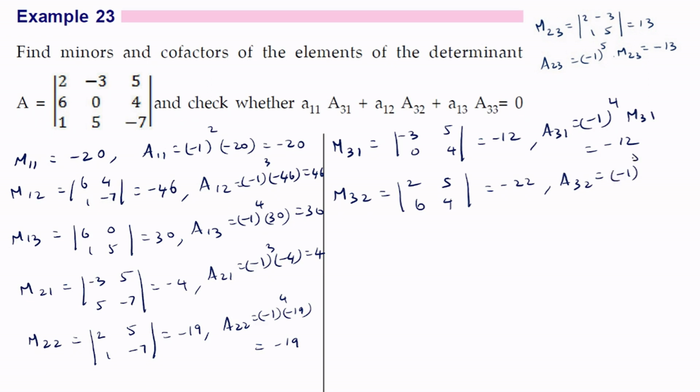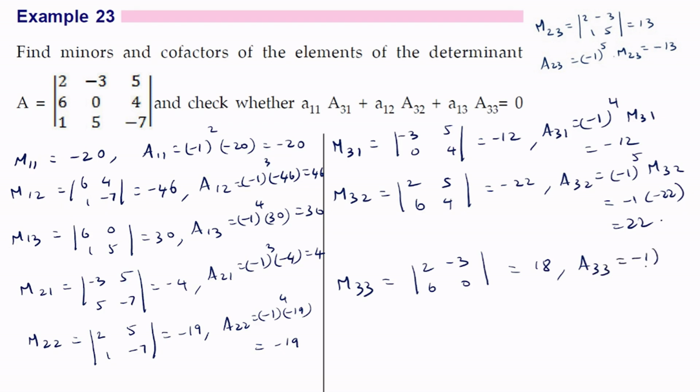It is minus 1 the whole raised to 5 into the minor. So it is minus 1 into minus 22, which is plus 22. And next we have M33, the determinant obtained by deleting third row and third column. So it is determinant of 2, minus 3, 6, 0. This is 0 plus 18, which is 18. And the cofactor A33 is minus 1 the whole raised to 6 into the minor, which is 18. So this is equal to 18. Now we have to check whether this is equal to 0.